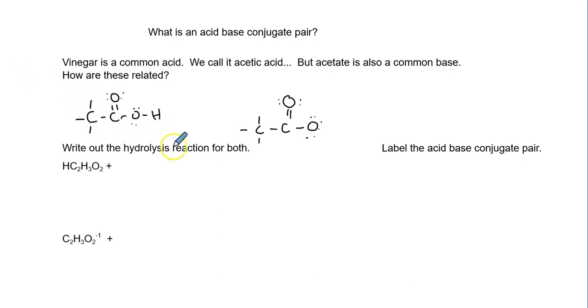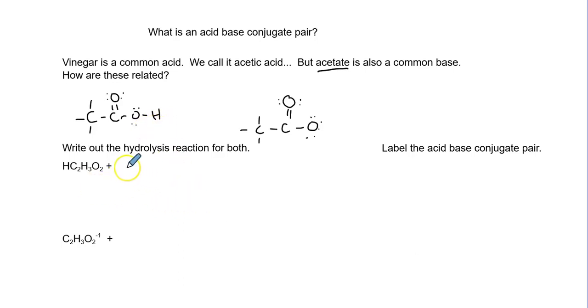Okay, next up, what is an acid-base conjugate pair? So vinegar is a common acid. That's this one right here. We call it acetic acid or vinegar, but acetate is also a common base. How are these related? They look almost identical, except it's missing the H plus.